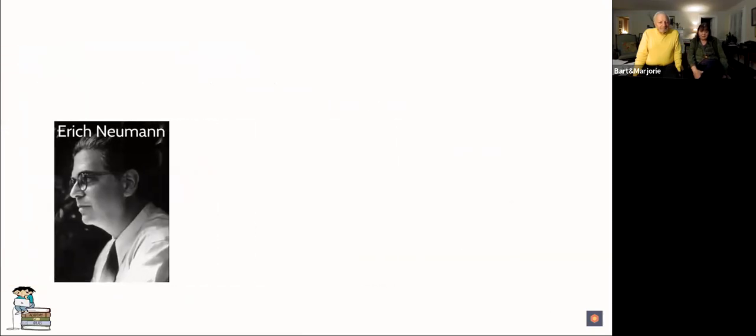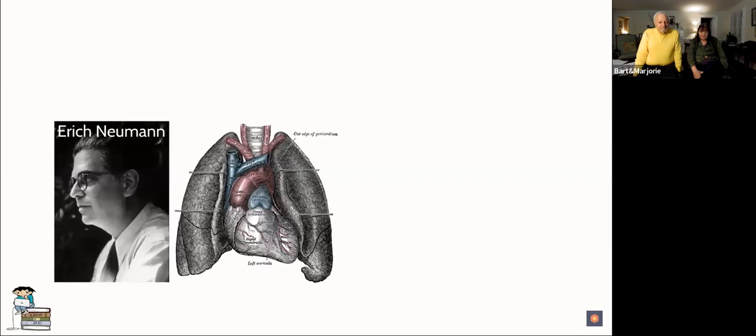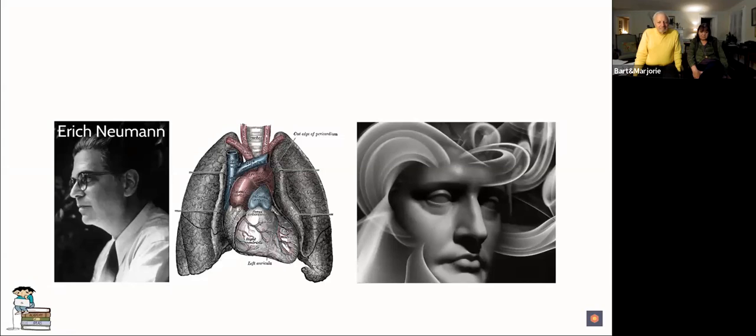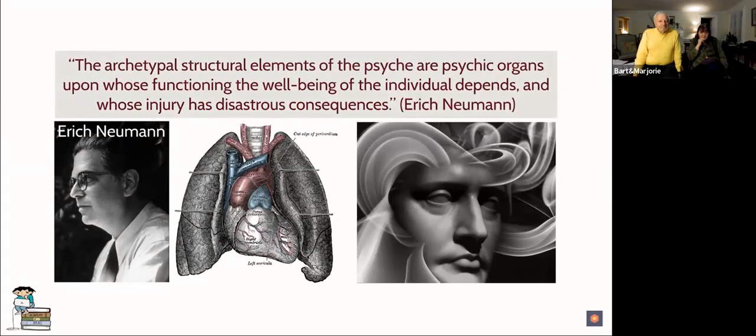Jung's student, Erich Neumann, used the analogy of physical organs to help illuminate the concept of the archetypes. Just as a body is structured by organs which are largely formed prior to birth, so the mind possesses psychic organs which structure it, i.e. the archetypes. Furthermore, just as the physical organs in most cases operate without one's conscious awareness, so do the archetypes. And most importantly, just as adequately functioning physical organs are essential for a healthy body, a healthy mind is reliant on the proper functioning of the archetypes. As Neumann explains, "the archetypal structural elements of the psyche are psychic organs, upon whose functioning the well-being of the individual depends, and whose injury has disastrous consequences."